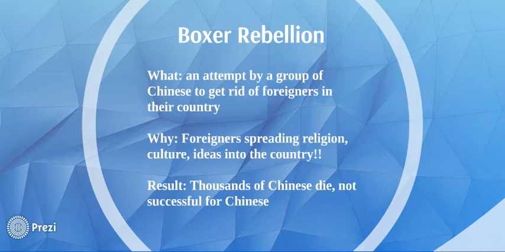Because, like I said, not only is it a resource problem, but these foreigners are also going in and spreading Catholicism, their form of Christianity, into the country, and China hates that because China is a very, very Buddhist country for the most part, and they want to remain Buddhist. They don't want other countries coming in and changing their religion. The result of this is thousands of Chinese died. It's not successful for China at all, and as a matter of fact, not only do China and the Boxers lose the Boxer Rebellion, but they also have to pay money to the United States for trying to rebel.